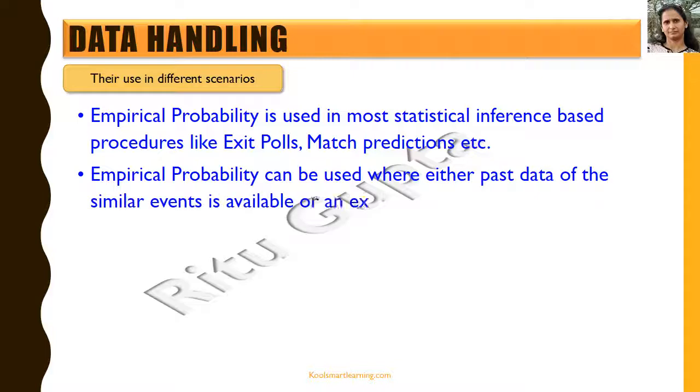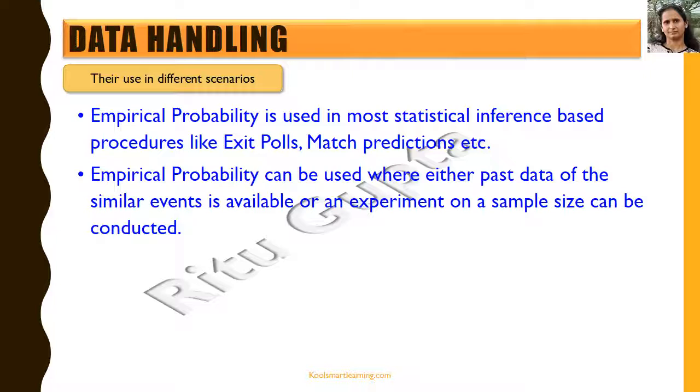Empirical probability can be used where either we have the past data of a similar event, or an experiment on a sample size can be conducted. So the two things that we talked about, exit poll, the past data will probably not help, because the different parameters based on which the people are voting will change every time.